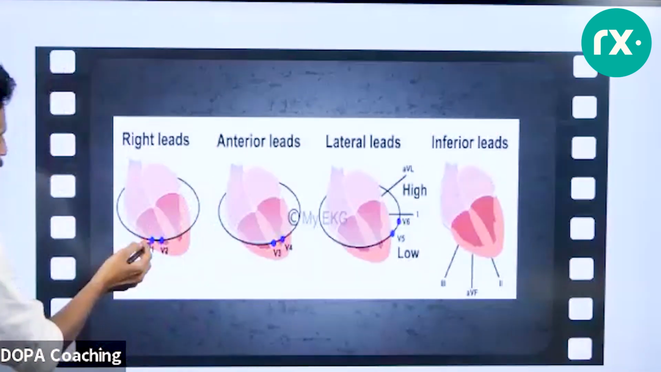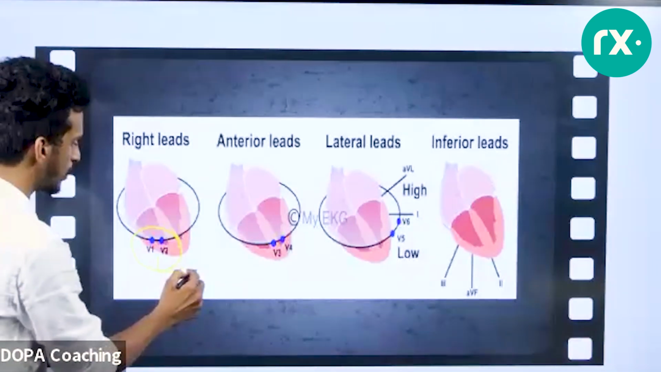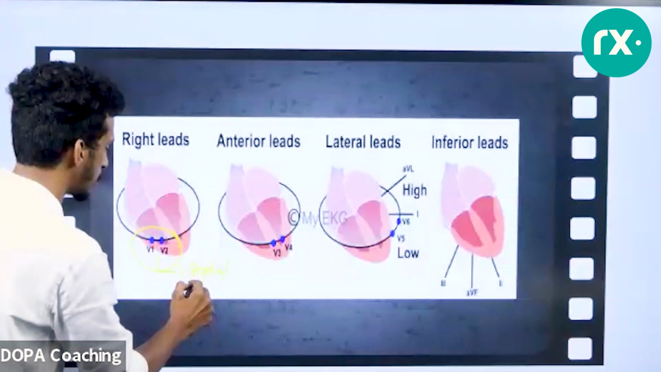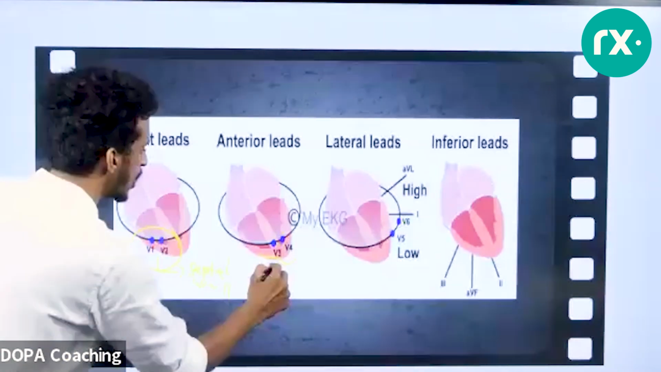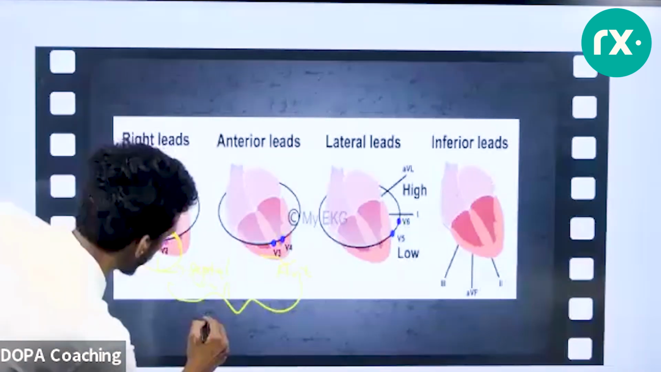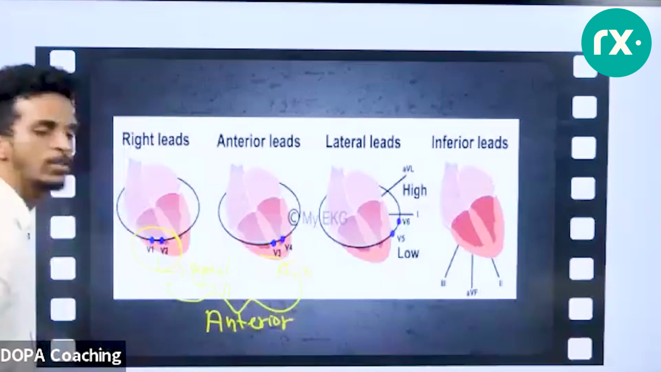I just want to revise. Leads V1 and V2 represent the septal wall, or the interventricular septum. Leads V3 and V4 are the proper anterior wall. But as I already mentioned, we can call all these leads the anterior wall. So V1 to V4 is actually the anterior wall.